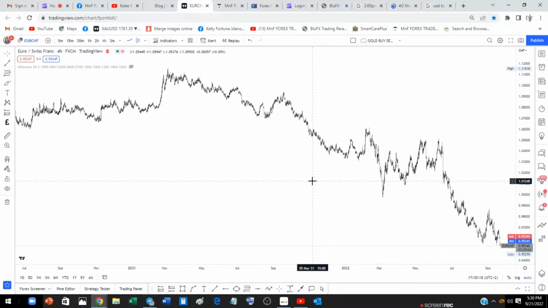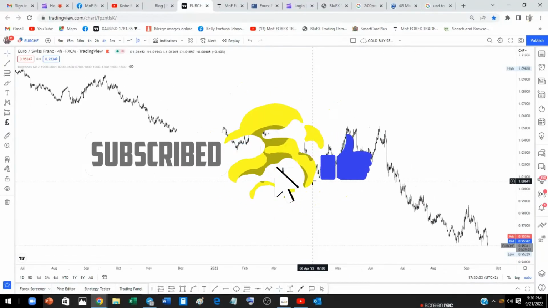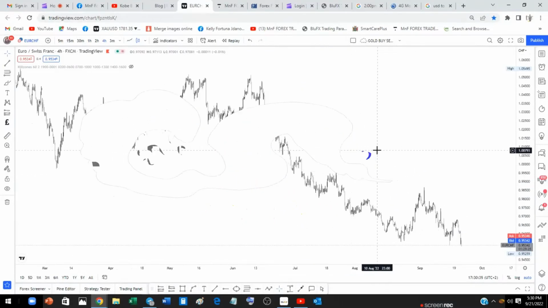If the market is in a downtrend, you're looking for selling opportunities. And if the market is in an uptrend, you're looking for buying opportunities, all right? So you have to trade with the trend. Just like the old saying goes, the trend is your friend. Really, really important, right? Because you don't want to be picking tops and bottoms.